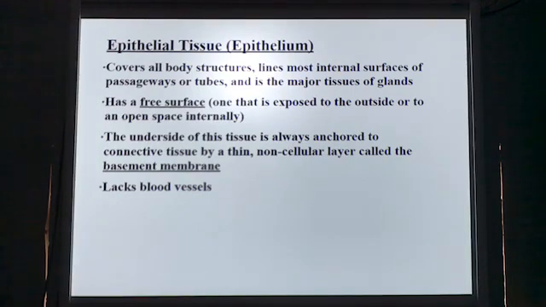It has a free surface. And then the other side of the pancake, or the epithelium, is connected to what we call the basement membrane. This underside of the tissue is always anchored to connective tissue, which we'll learn about more later, by this very thin non-cellular layer called the basement membrane. The thing about epithelial tissue or the epithelium, it doesn't have blood vessels, okay? It doesn't have blood vessels.